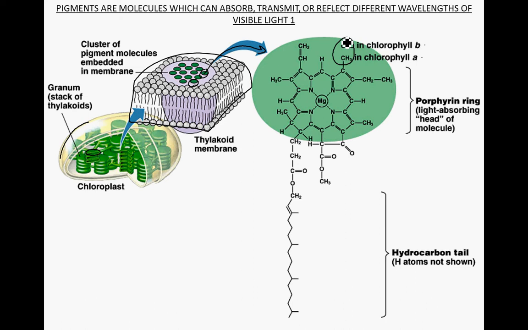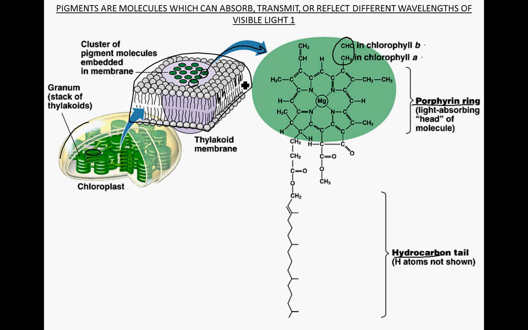So the other thing I want to point out here is that in this porphyrin ring, this ring is the light-absorbing head of the molecule, and then there's this hydrocarbon tail. Again, don't confuse this with a phospholipid, but it is similar to a phospholipid in that the head here is at the surface, and then the tails kind of dangle down into the middle of the membrane there, which you can't see on this. These tails here are of the phospholipids, right? Not of this.